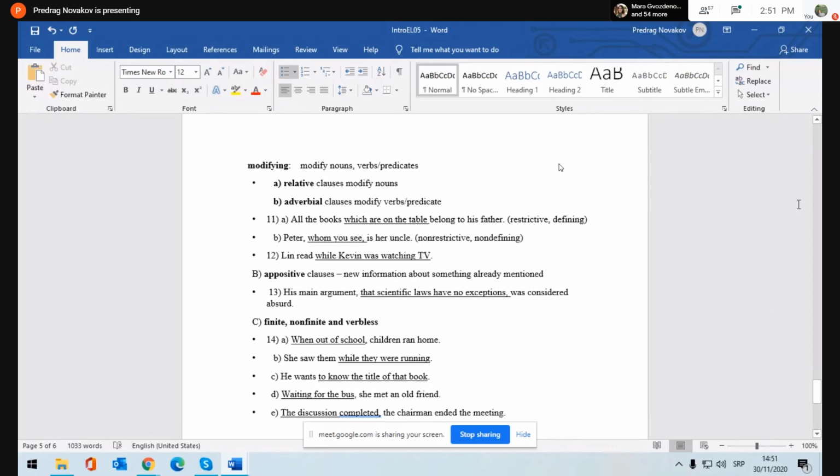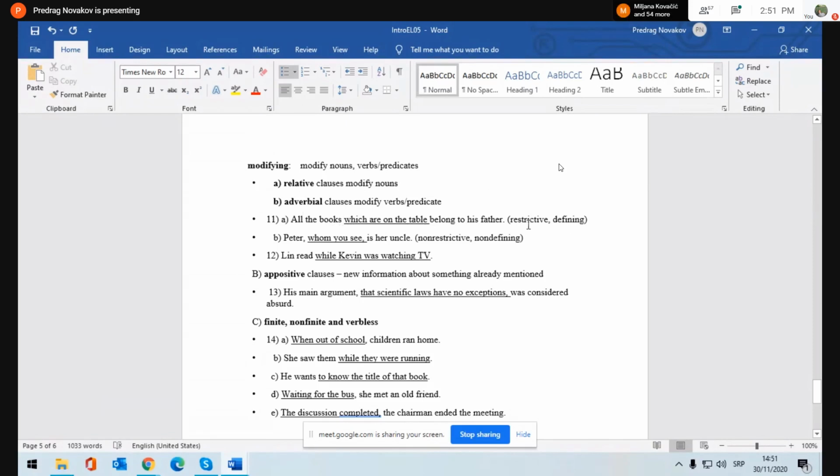So relative clauses, they modify nouns. Let me ask you now, all the books which are on the table, what is the head word of this phrase? Books, exactly. So just pay attention to this. This is a noun phrase altogether, okay? All the books which are on the table, it's a noun phrase because the head word is a noun. And this noun is post-modified by a relative clause. So this is a relative clause within a noun phrase, okay?